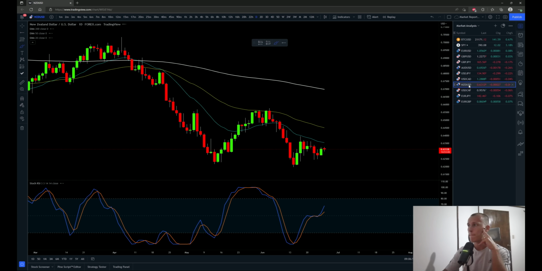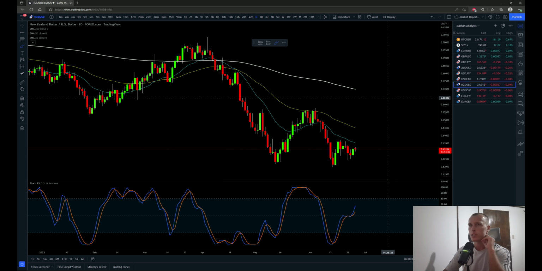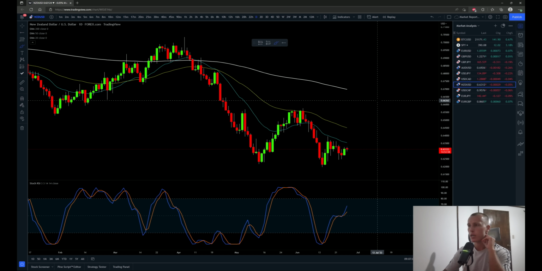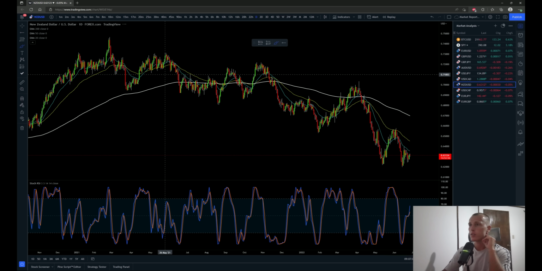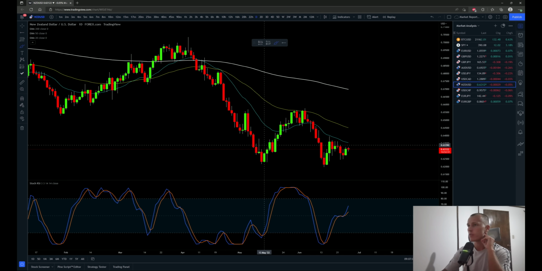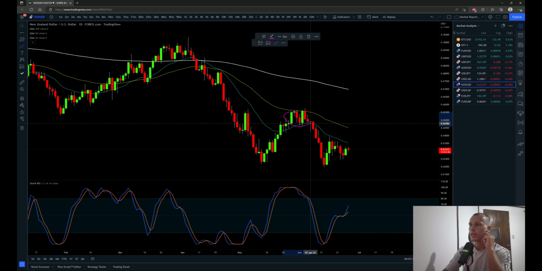Let's look at New Zealand dollar here against the US dollar. Strong downtrend and somewhat of a choppy downtrend for a while now. Did get this recent really strong push to the downside, and we got a pullback right into that area of value, looking similar to euro and British pound against the US dollar as well.